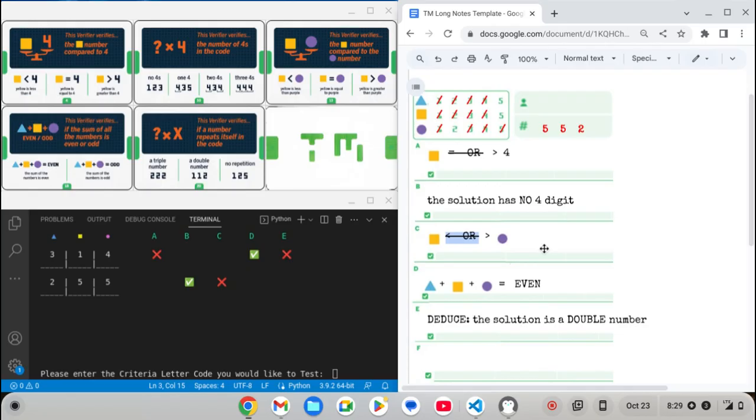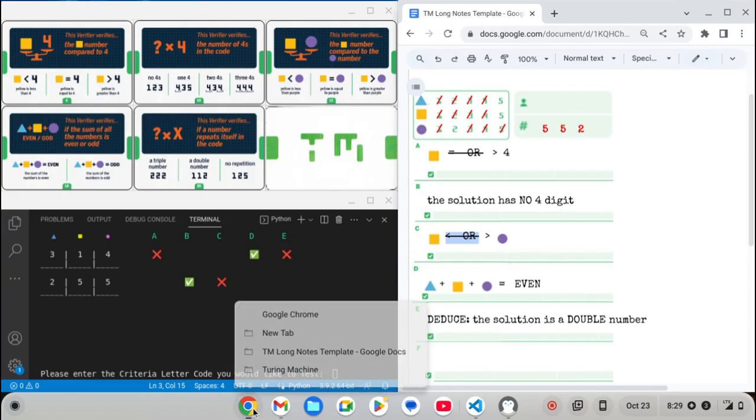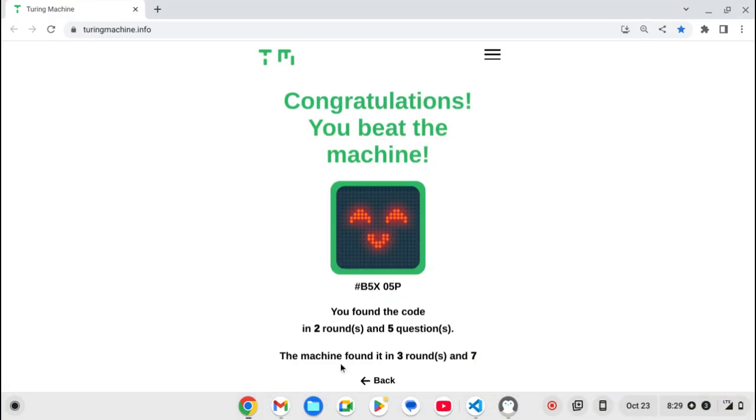How did you solve? What sort of order or what sort of criteria cards did you test? Did you notice anything interesting that you'd like to share? Add those thoughts to the comments.